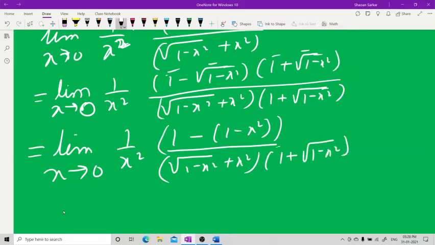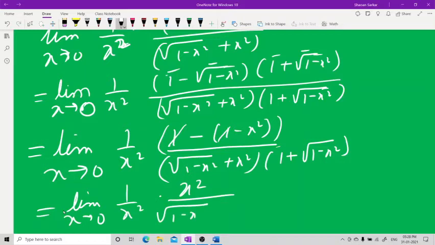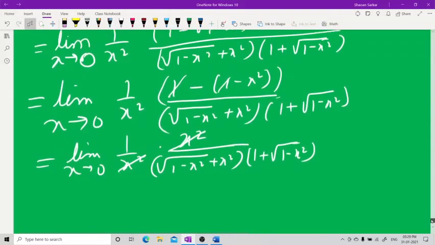Now open up the brackets, this 1 will cancel with 1 and this now will become plus, this will now become plus. So limit x tending to 0, we have 1 upon x square into x square upon under root 1 minus x square plus x square, and then you have limit 1 plus under root 1 minus x square. This x square and this x square goes off. Now what you are left with? You are left with something very easy now for you.